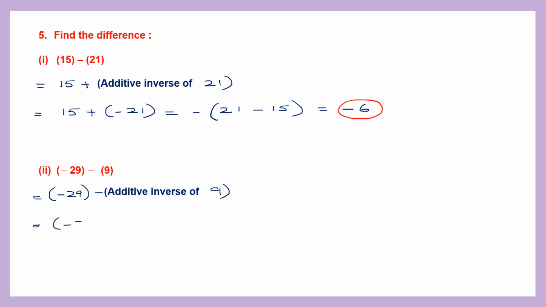So this is negative 29 minus, now minus changes to plus. Remember, we change it to plus. Additive inverse of 9 is negative 9. Now we follow rules of addition. Both are negative integers. So when signs are the same, we put the same sign and we add. Remember, when signs are the same, we add. So that will be 29 plus 9. The sign is negative. 29 plus 9 is 38. So what is our answer? Negative 38.